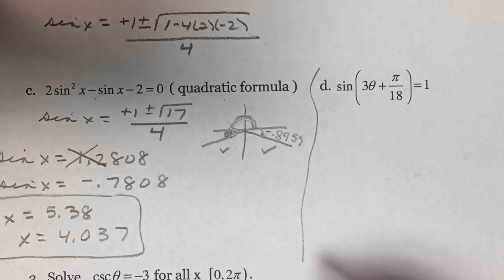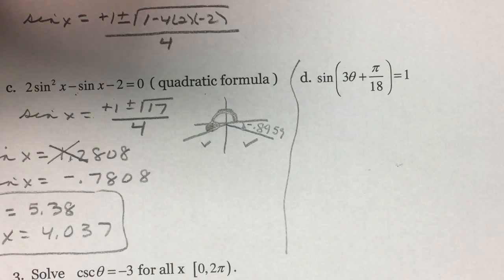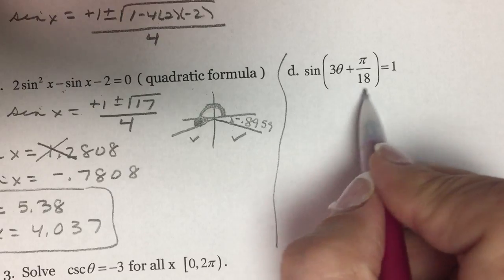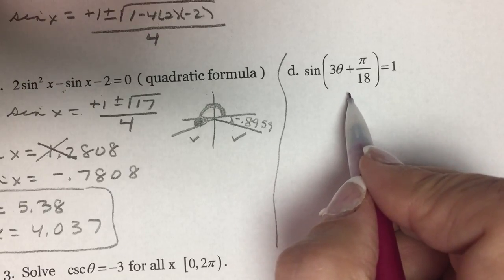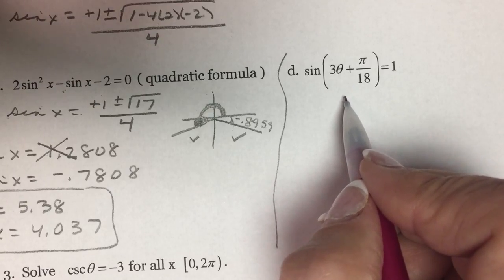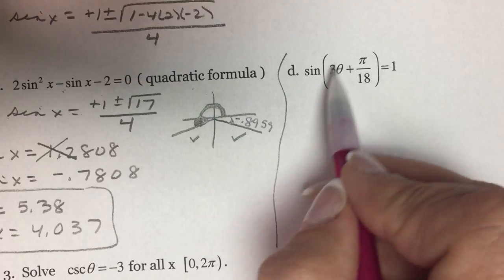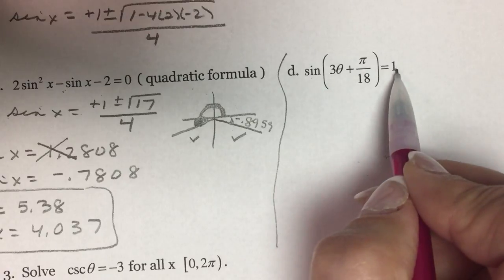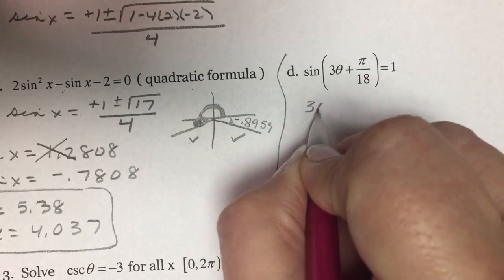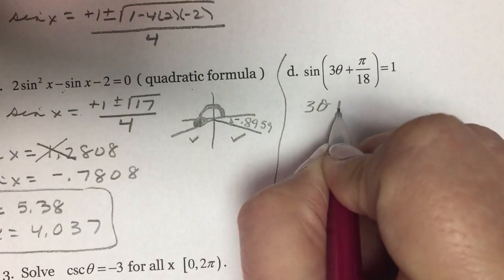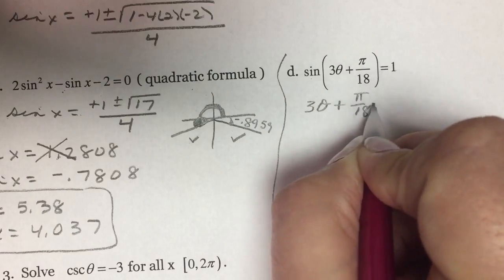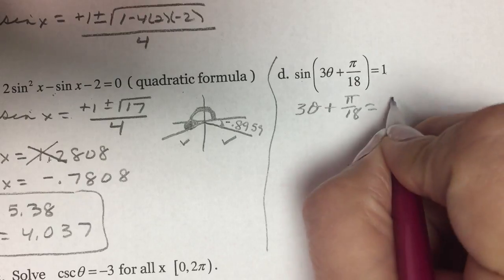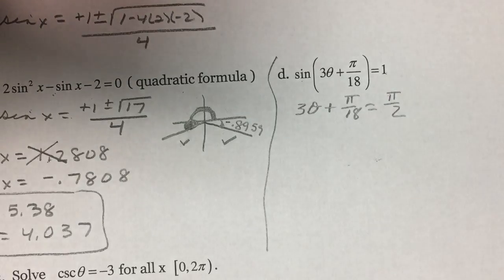Okay, as if that wasn't fun enough, let's do D. So remember the tangent of theta we had at the beginning? We have this mess inside here. So, first of all, the sine part is already alone. So what they're really saying is what angle has a sine of 1? So we'll do 3 theta plus pi over 18 is equal to, what's our first angle that has a sine of 1? Well, that's pi halves.